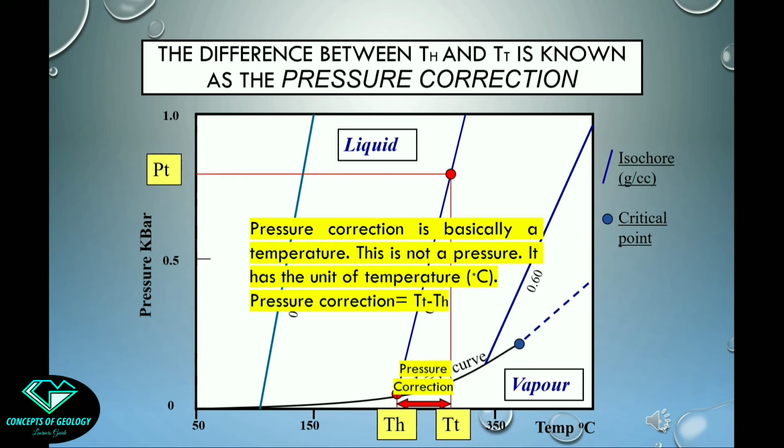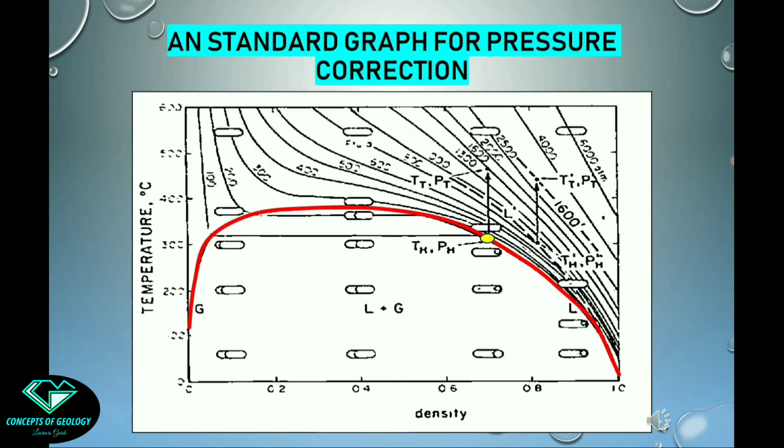This is not a pressure, it has the unit of temperature. This means the difference between the temperature of trapping and the temperature of homogenization. Now see, this is a standard graph for the pressure correction of H2O system. This axis is representing the density of the inclusion and here the temperature is plotted.